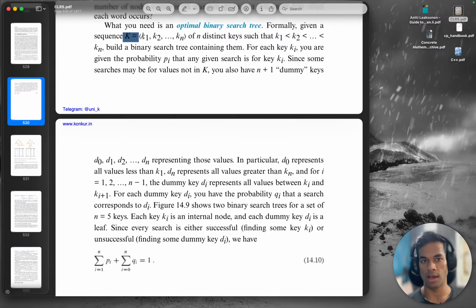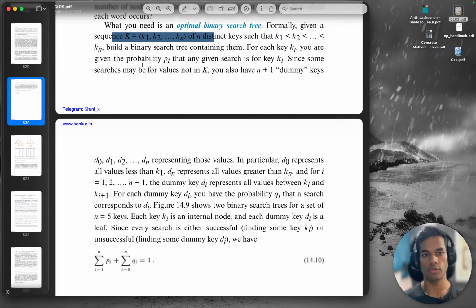So we have these keys which have their Latvian equivalent values, and then we have some dummy keys which do not have any Latvian equivalent. In particular, d0 represents all values less than k1, and dn represents all values greater than kn.